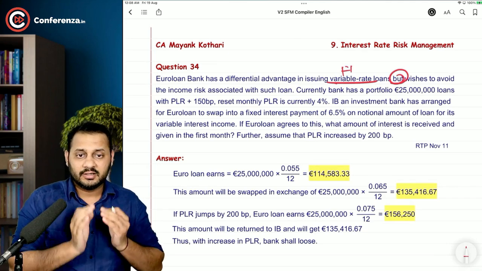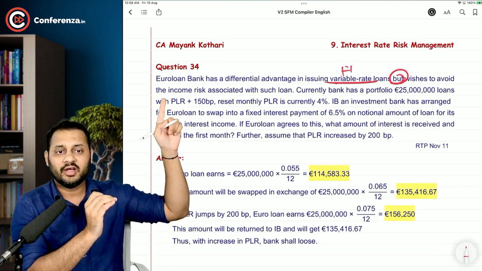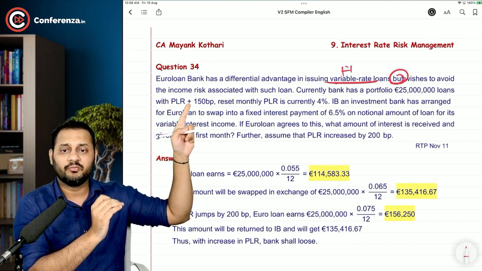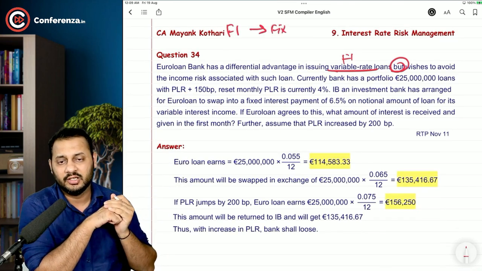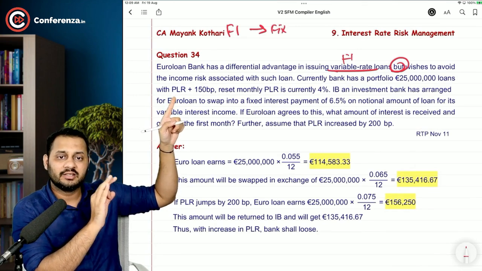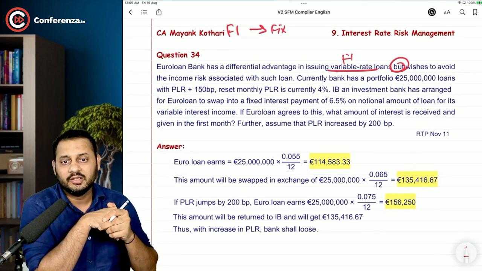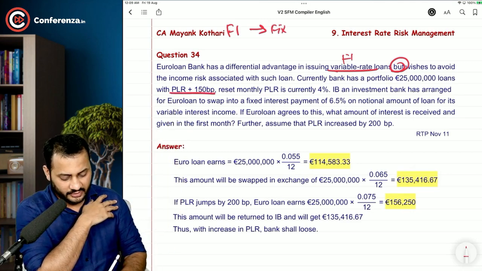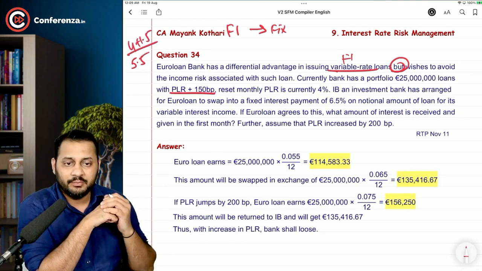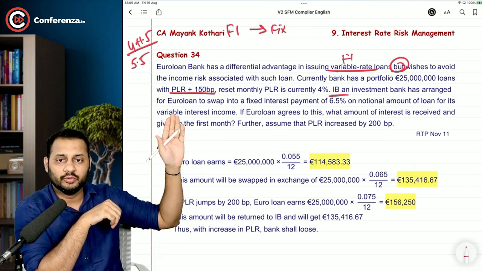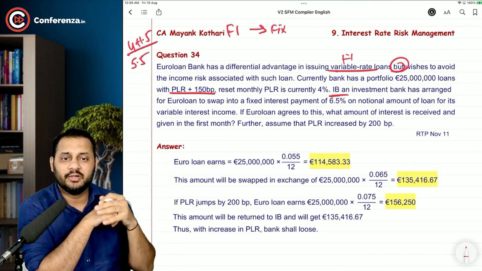Swap is possible. Currently, the bank has a portfolio of $25 million euro loans with prime lending rate, PLR, plus 150 basis points. So it's as good as 1.5%. Reset monthly, PLR is currently 4%. So it's actually 5.5%. If you calculate the current rate, it's 4 plus 1.5, 5.5%. IB, this is another party. An investment bank has arranged for the euro loan to swap into a fixed rate payment of 6.5.